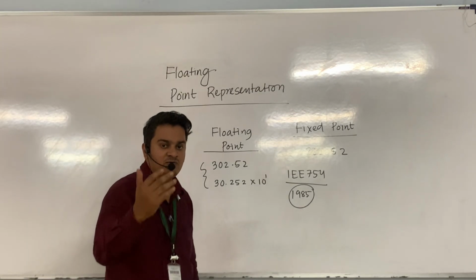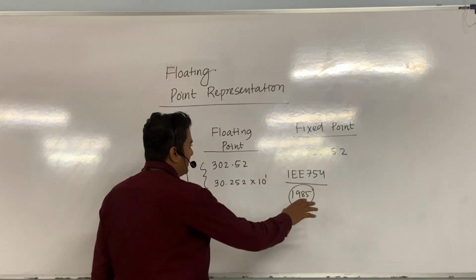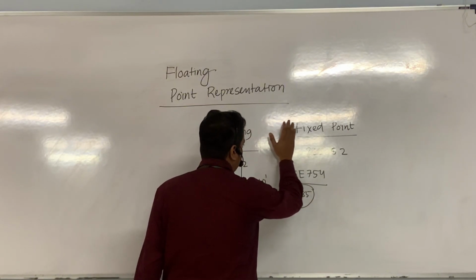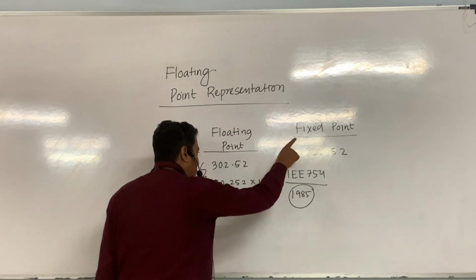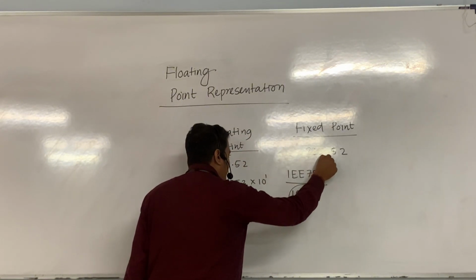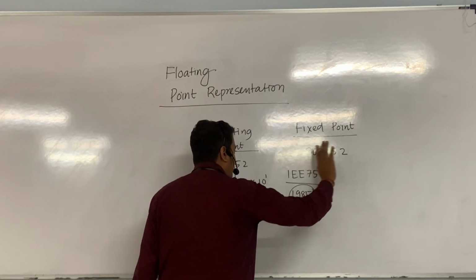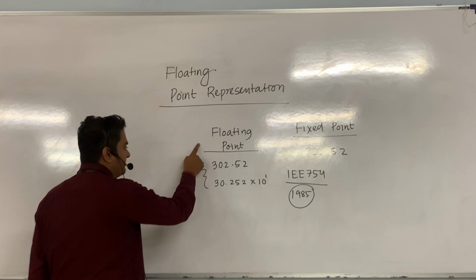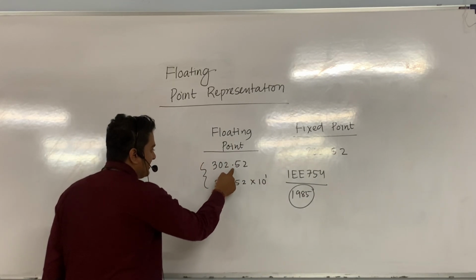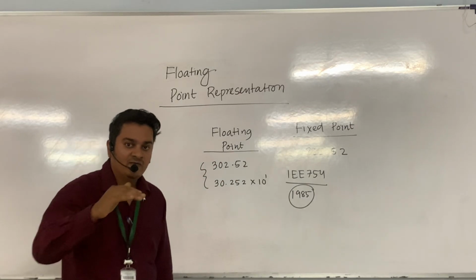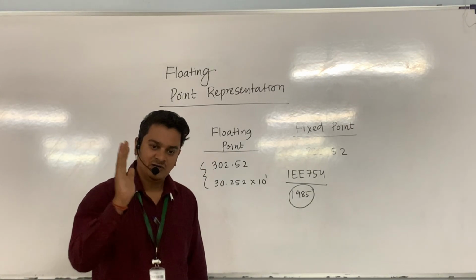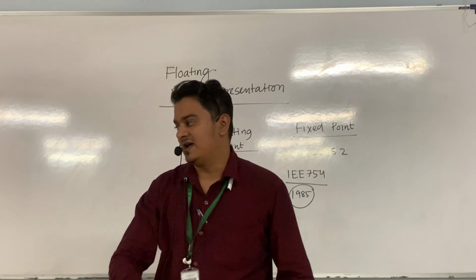So till now, what have we understood? We have understood that there are two types of representation. One is fixed point, another one is floating point. Fixed point means the decimal point is fixed, we cannot move it. Floating point means the decimal point can be moved. This type of representation is called floating point. Float means to move from one place to another.